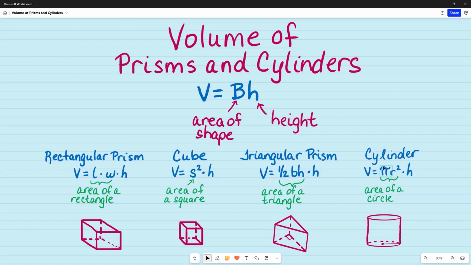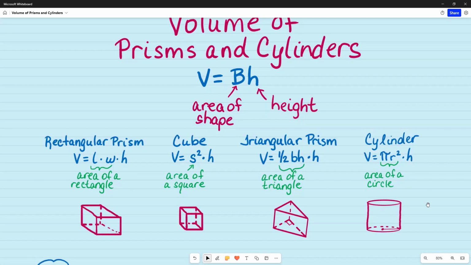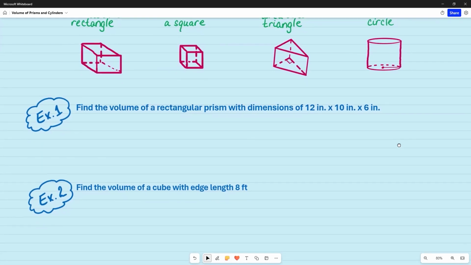And then finally, our cylinder: the base is a circle, and so the area of a circle is pi radius squared, and what makes this three-dimensional is the height that's extended, so you have to multiply times the height. So pay attention to that. Let's go ahead and get started on these examples here.